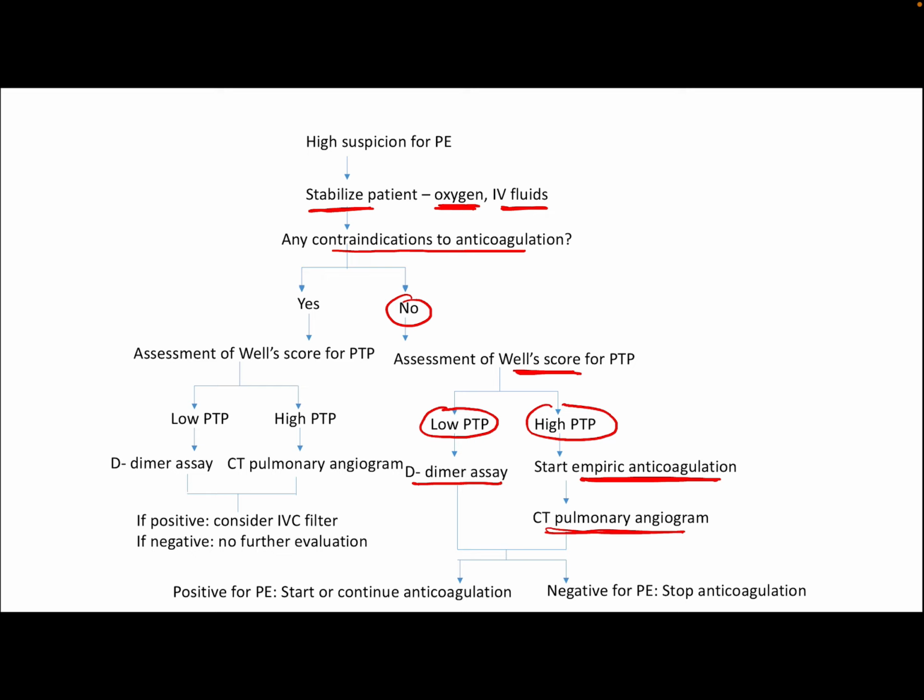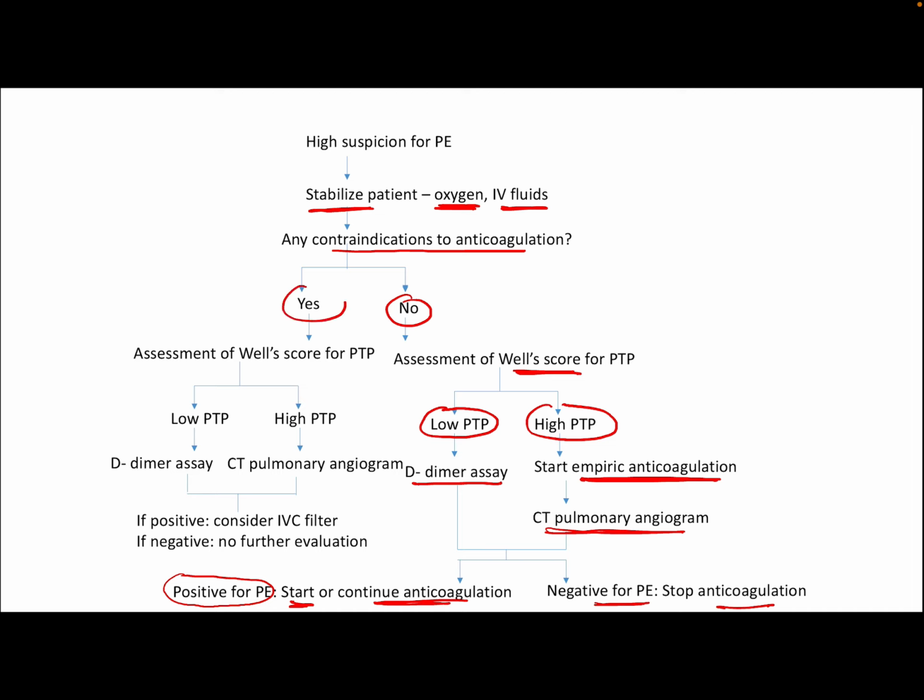And then based on the results, if the patient is positive for pulmonary embolism based on whichever test you've used, you can start, or continue anticoagulation if already started, and if negative for PE, stop anticoagulation. Right? So this is for a patient who has no contraindication to anticoagulation.